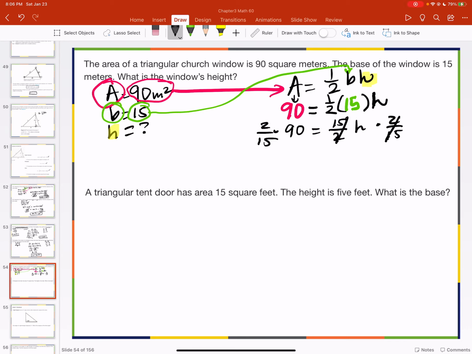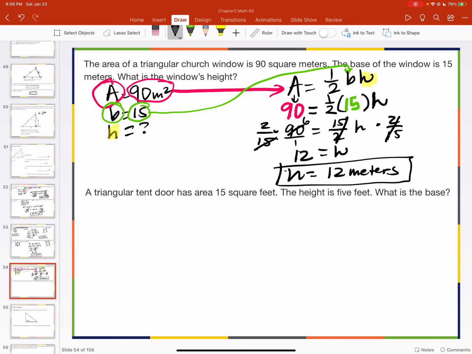That will cancel this out and you get H. And then 15 goes into 90 how many times? It goes into 90 6 times, right? 15 divided by itself is 1. 90 divided by 15 is 6. And then you have that H is 12. So the height is 12 meters. Okay, so that's the height. Okay, let's do another one.